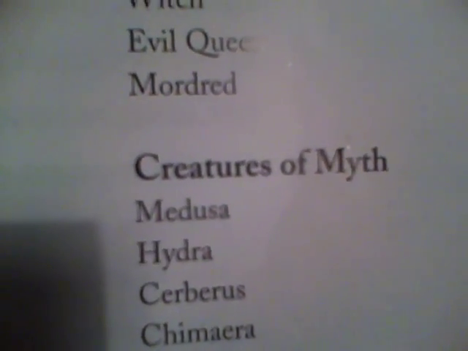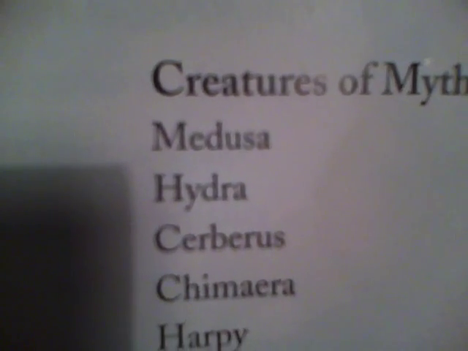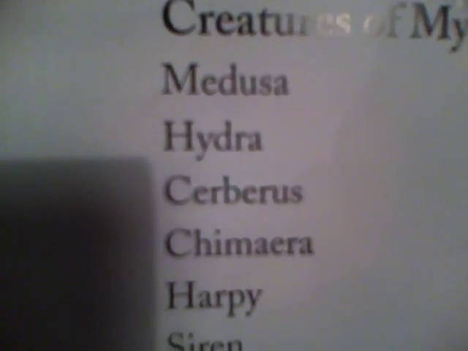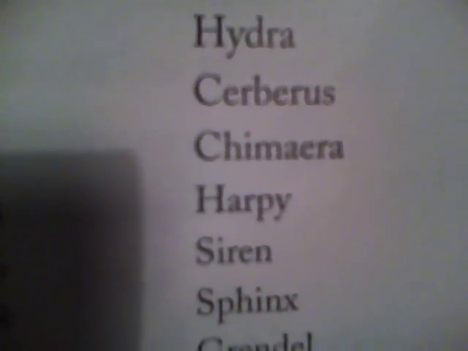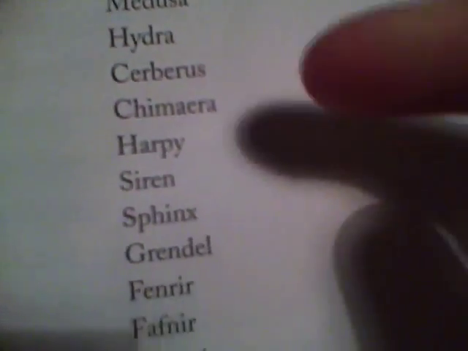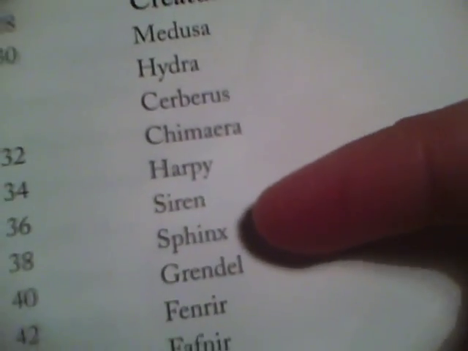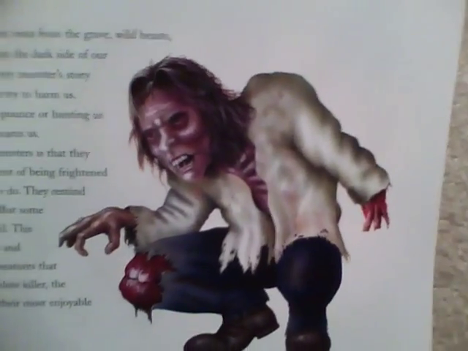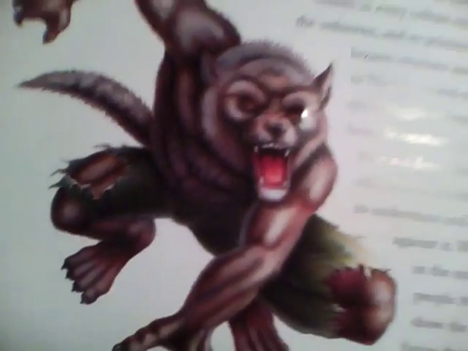And then creatures of myth, Medusa, the Hydra, Cerberus, Chimera, Harpy, Siren, Sphinx, Grendel, Fenrir, Fafnir, Sleipnir, and Ziz bird. A lot of these things are from Greek mythology, about down to there. Basically, that's the contents. You got a zombie right there, and then a werewolf over here.